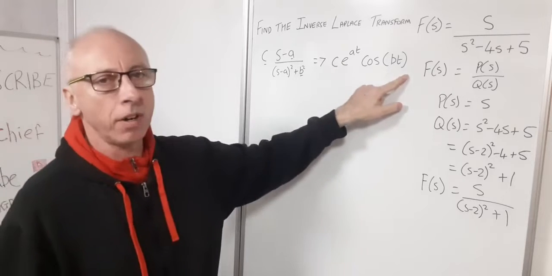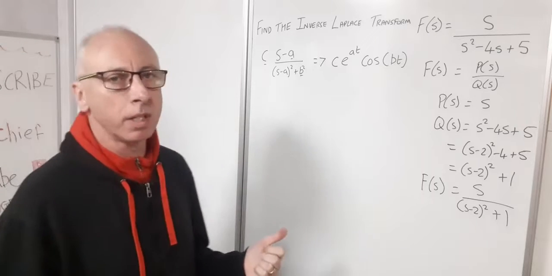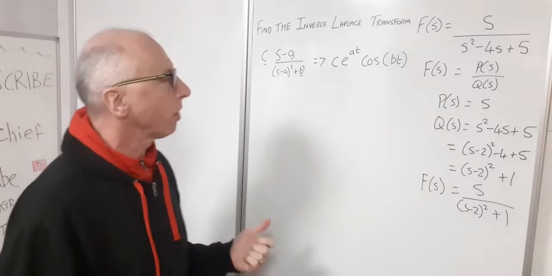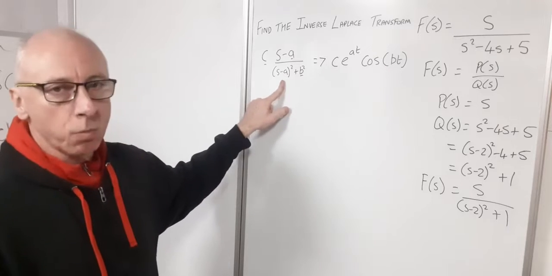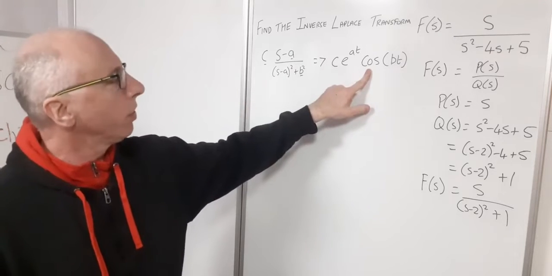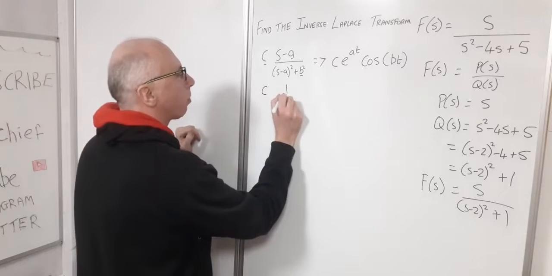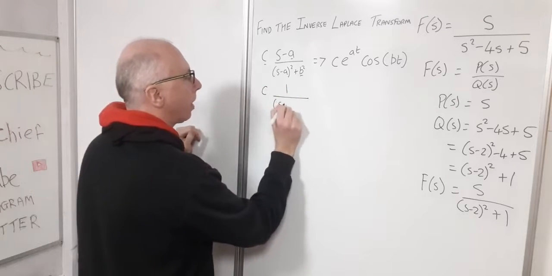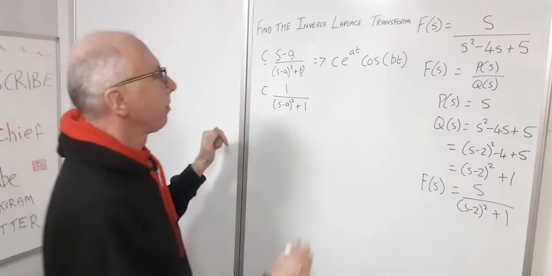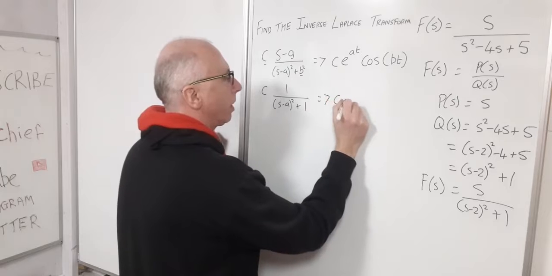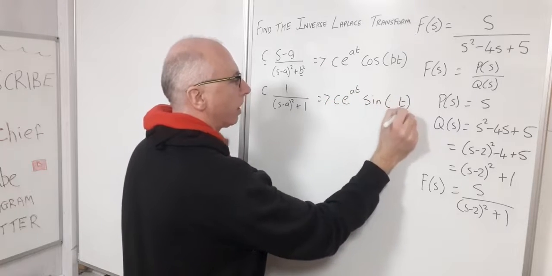Now it's something you see very often when solving differential equations, which is where we're going to be going eventually with some of these videos on inverse Laplace transforms. So that's one version, with the cosine. Now there is another version which uses sine, and that is c times 1 over s minus a squared plus 1. That would give me c e to the at sine of t.